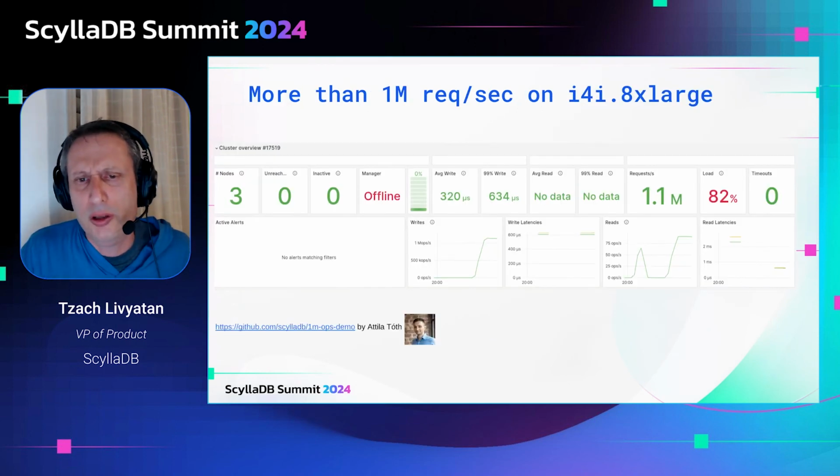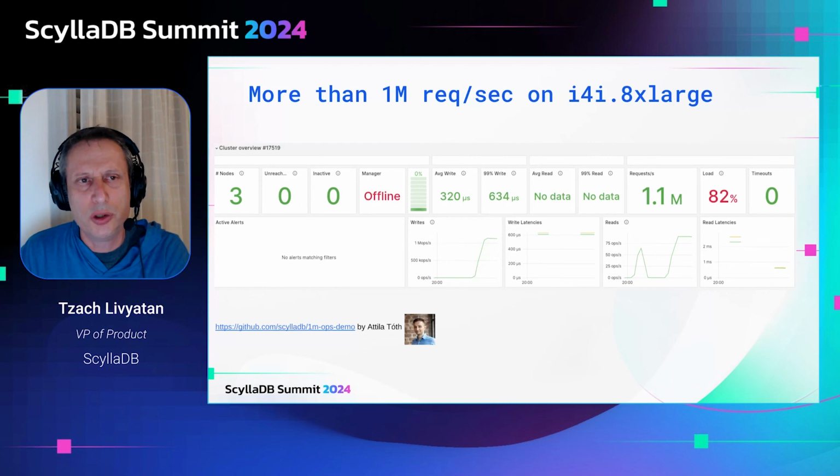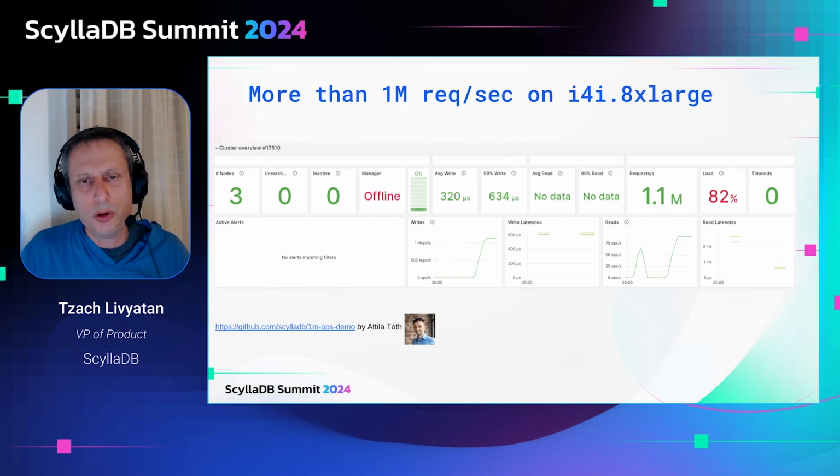And a quick way, if you want to see it yourself, we have a quick demo that you can run on Scylla Cloud using Terraform, which using 3 nodes can easily get to 1 million requests and even more than that. So if you want to run it really in a few minutes, you can use this example. I gave the link here using Terraform, and thanks Attila for creating it.